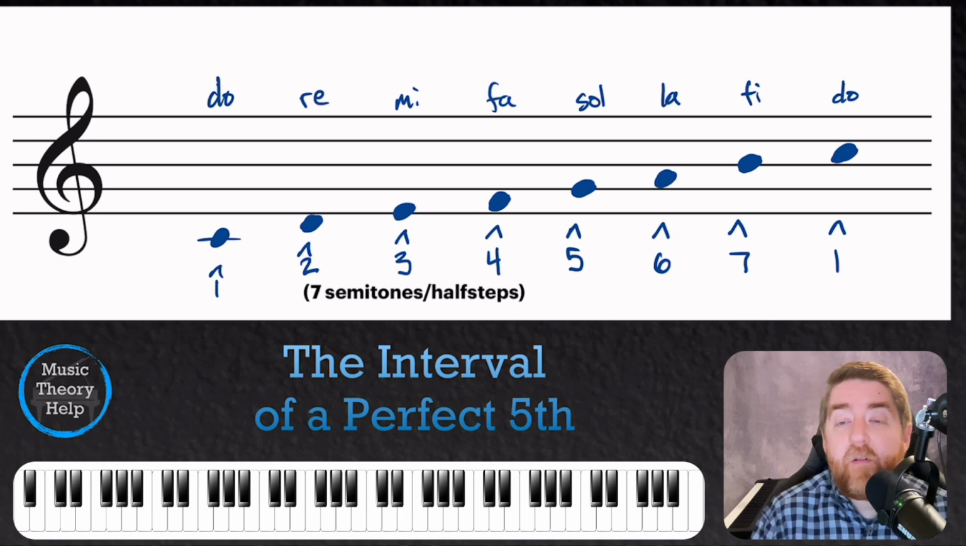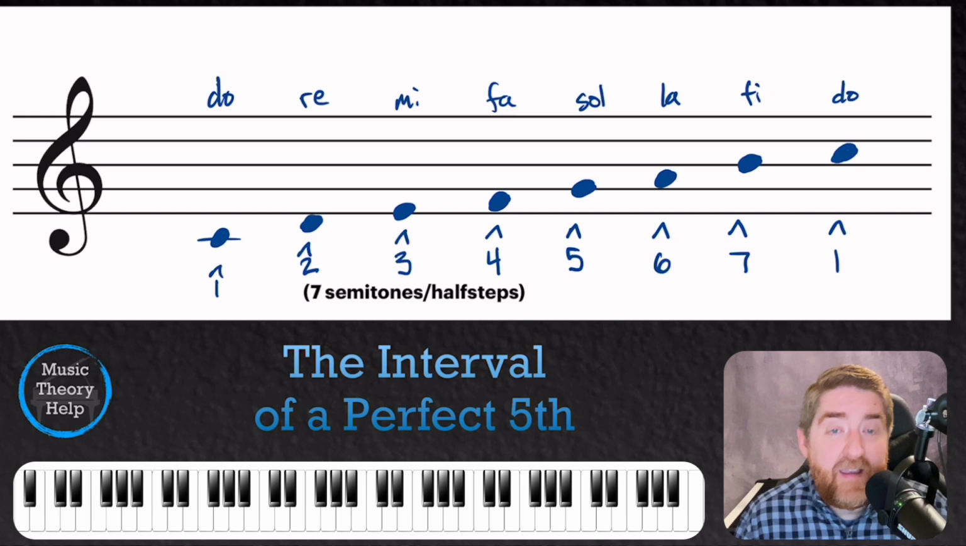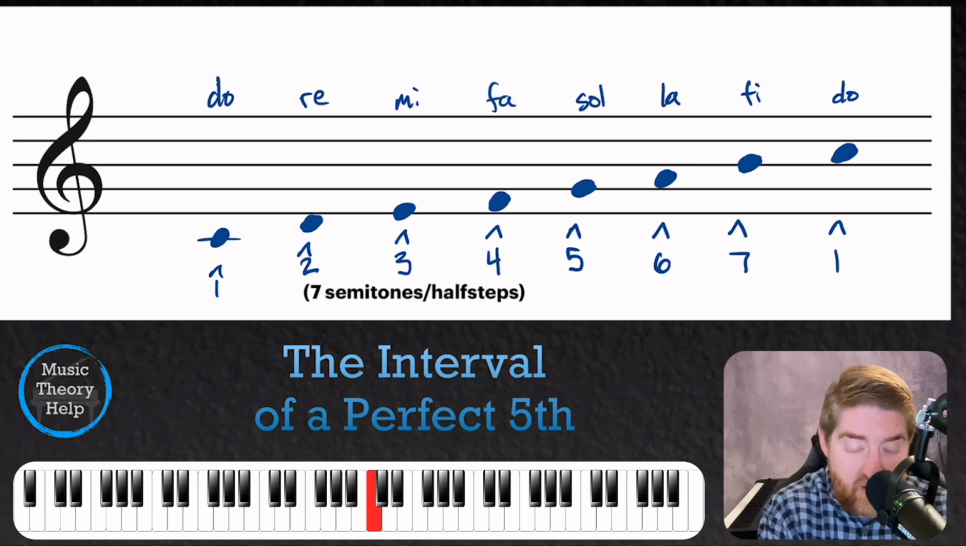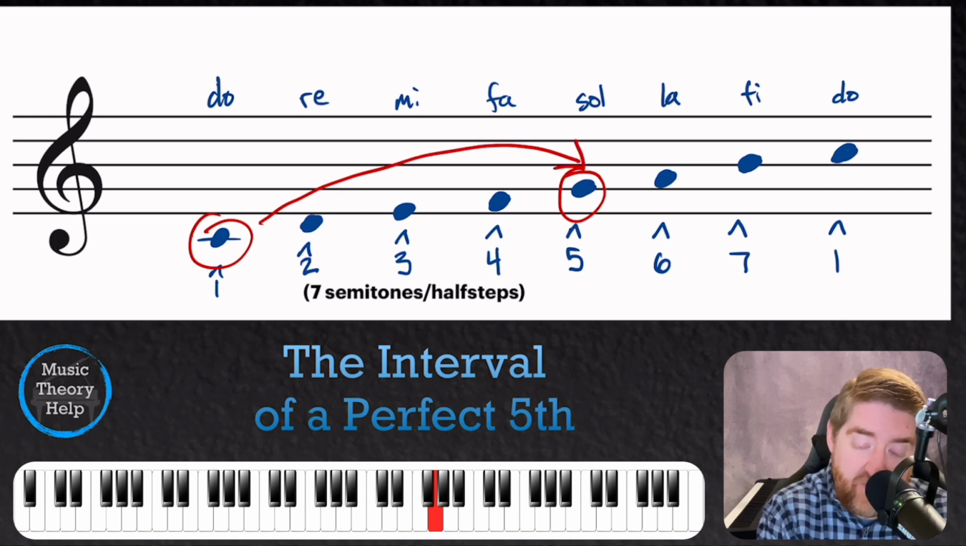This is the interval of a fifth. There are a few different ways to think of it. If we're starting at Do or scale degree 1 within a major scale, we can do this. 1, 2, 3, 4, 5. From scale degree 1 up to scale degree 5 is a perfect fifth.